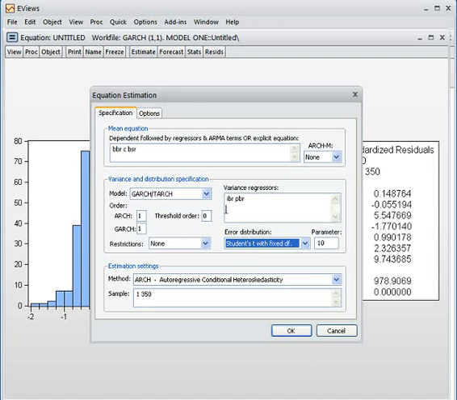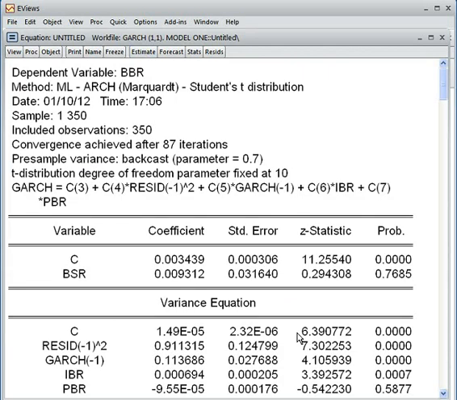Okay, and other things remain unchanged. Then I press OK. So this is the outcome, the Student's t distribution, and I check whether all the assumptions are fulfilled or not. First I check whether this model has serial correlation or not.